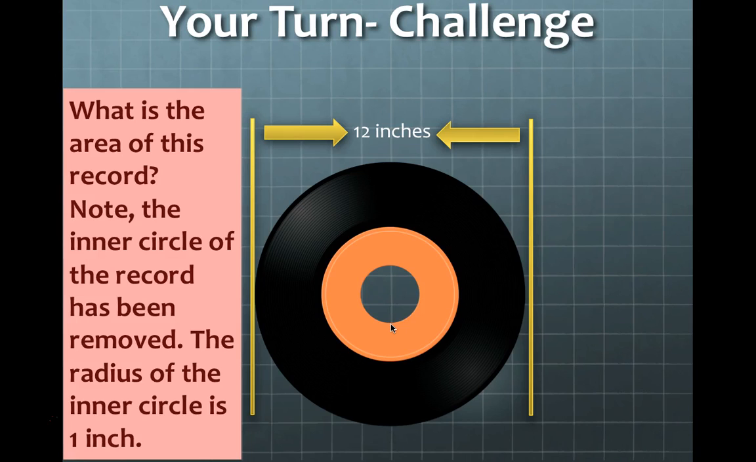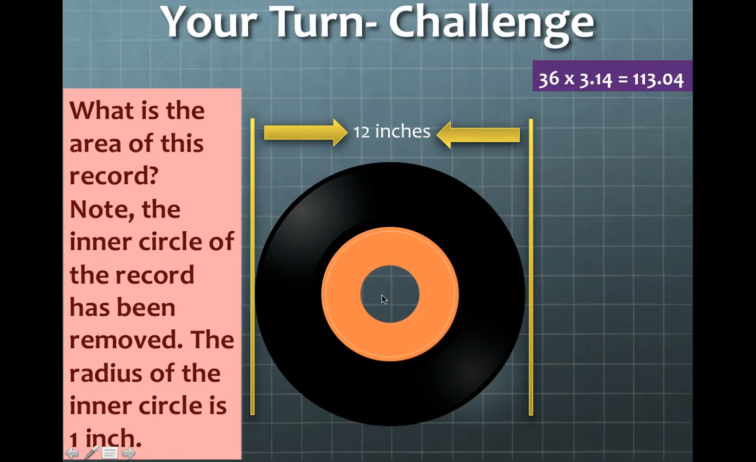So first thing, if we're given a diameter, we need to make it into a radius. 12 divided by 2 is 6. You square it. 6 squared is 36. And you do 36 times pi, and you get 113.04. That would be, however, for the entire album if it was an entire circle. It is not an entire circle. There is the inner circle missing.